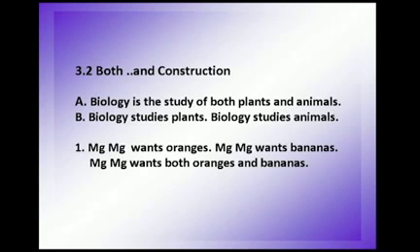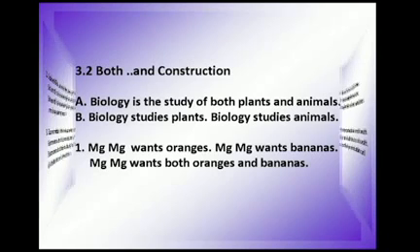Let's look at exercise 1. The given sentence is, Mama wants oranges. Mama wants bananas. In this question, the different parts are oranges and bananas. So, we can rewrite the sentences by using the "both and" construction. After putting the different parts, oranges and bananas, into the "both and" construction, you will have the complete sentence, such as, Mama wants both oranges and bananas.